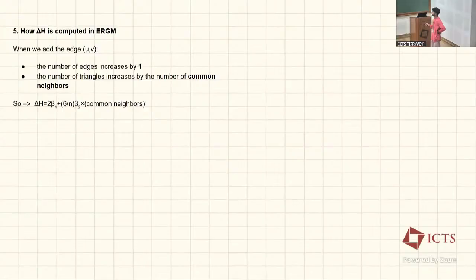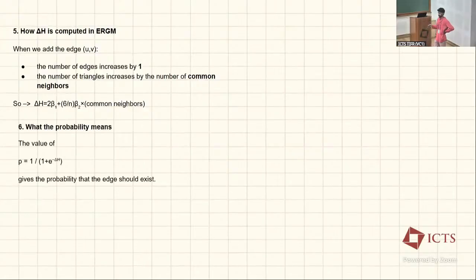Then you define the probability, and with this probability you just rewire your edges, starting from the Erdős graph or the empty graph, and with this probability you add an edge or remove an edge. Do it enough number of times, and you will get your desired outcome distribution. So what does this delta H mean?